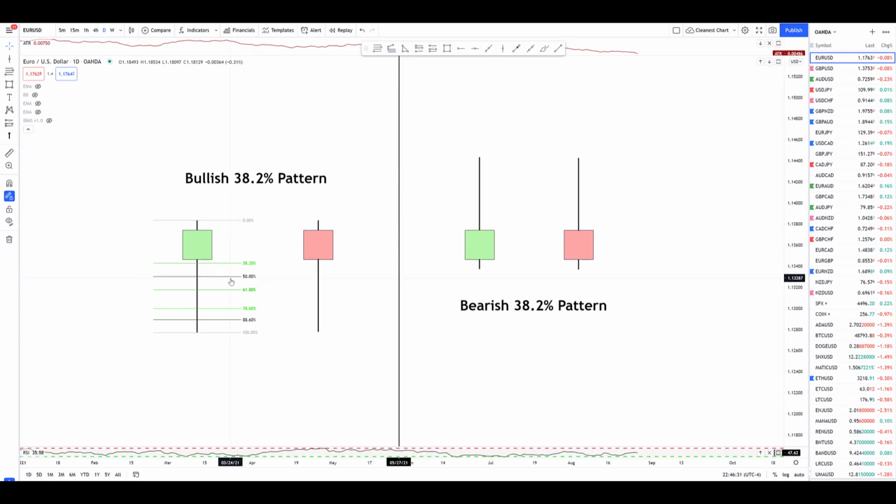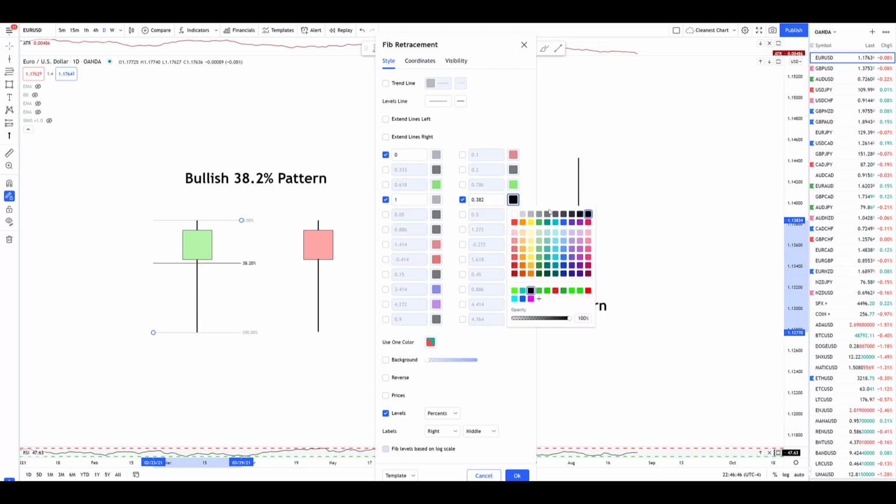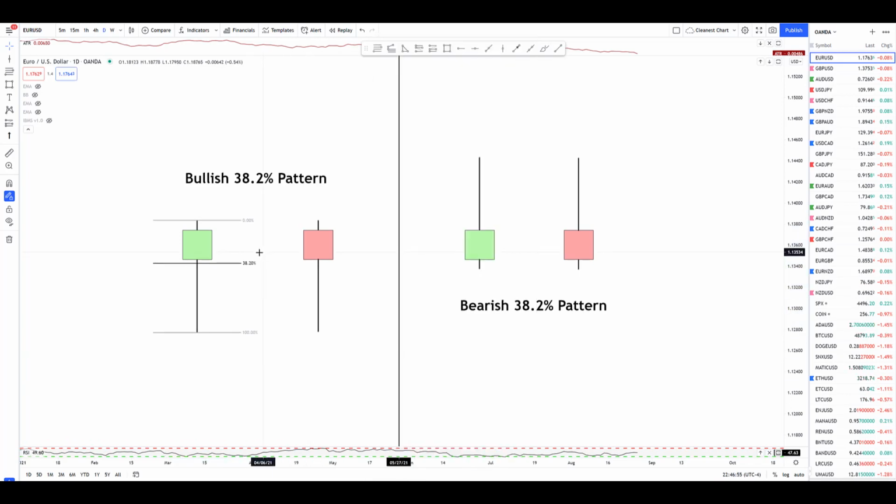Now, if you want to customize your Fibonacci to only have the 38.2% retracement, all you have to do is double click it, and then you can delete all of your other retracements other than the 38.2%. You can then make that a black retracement. You can customize the entire thing here. For me, I'm going to make the line a little bit bigger just to make it easier to see while I'm teaching. That's something you could do if you only are going to use Fibonacci retracements for this specific pattern. This is the way you could set it up.